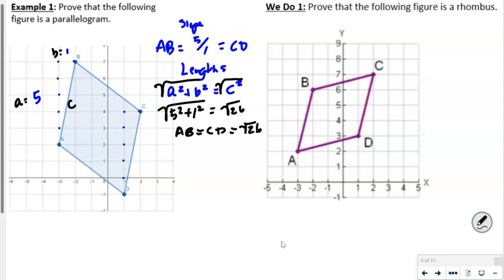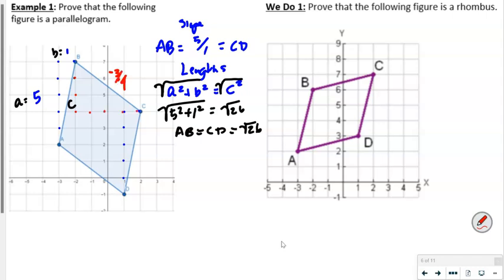And again, the reason this is important is because some questions will ask you what the side lengths are. Okay, now we're going to work on BC and AD. Notice BC is going down, right? So we're going to count 1, 2, 3 down, so we got negative 3. And then we're going over 1, 2, 3, 4.